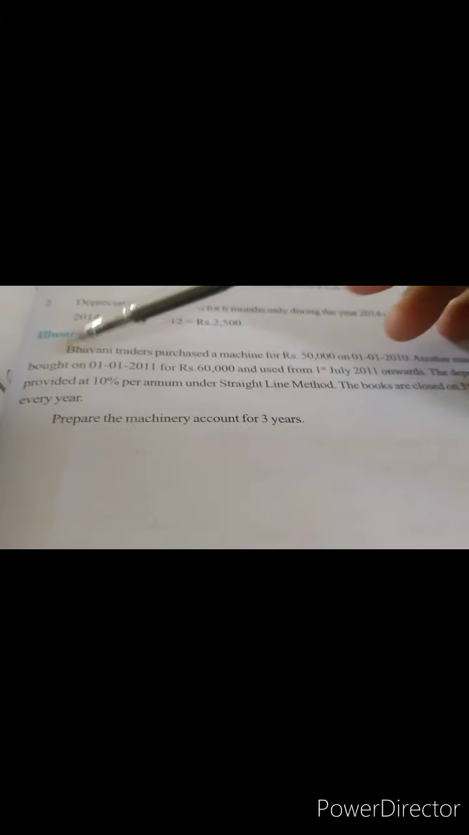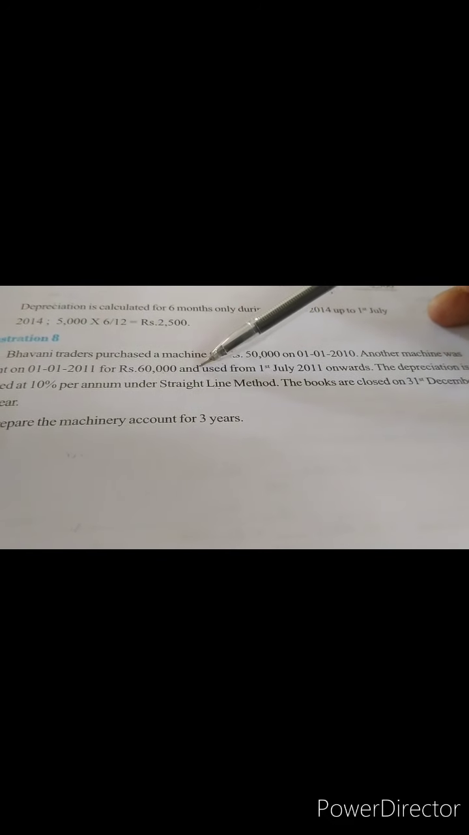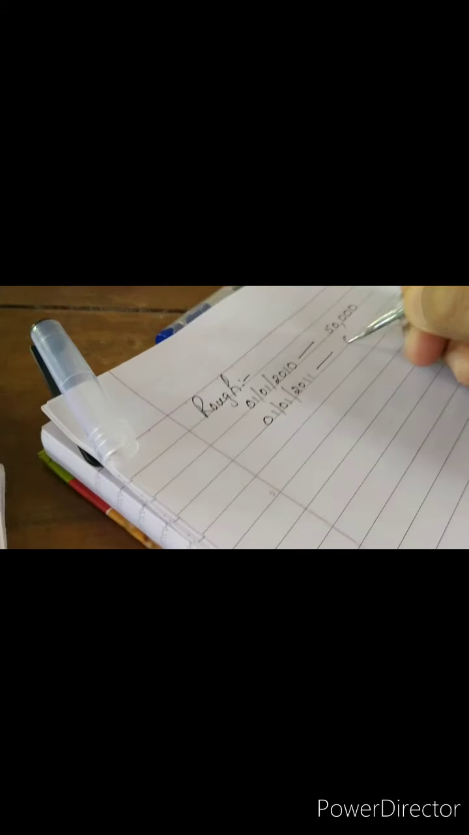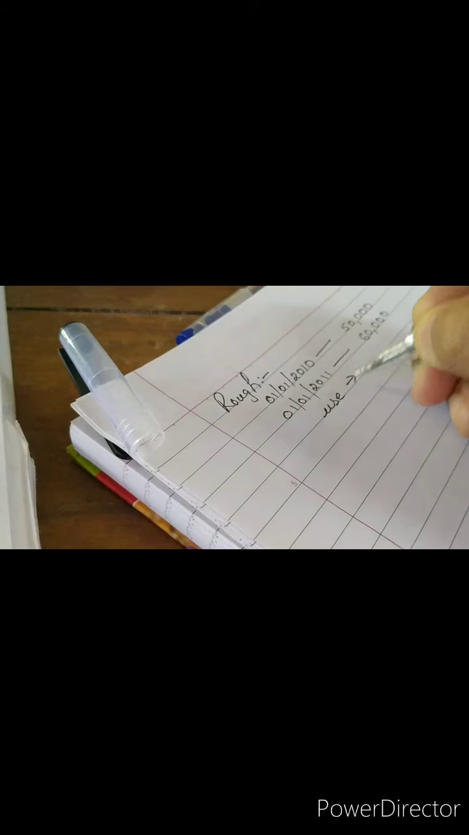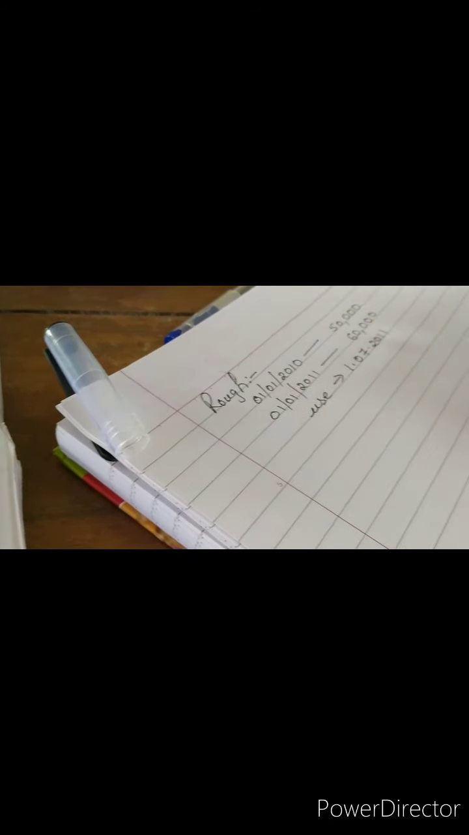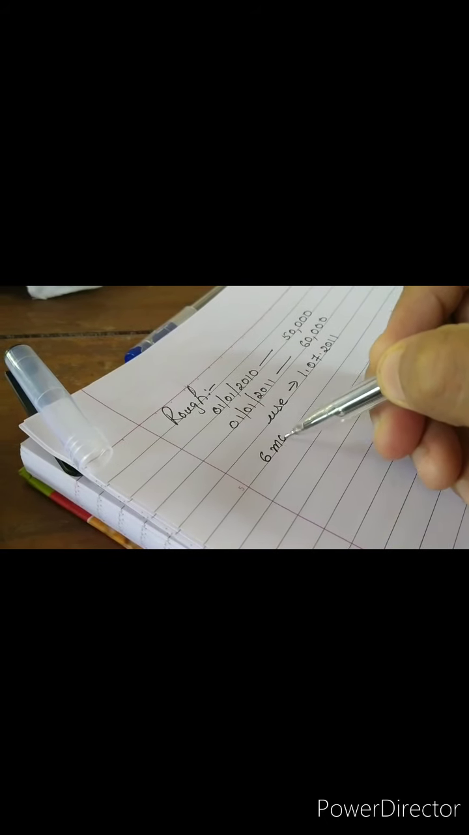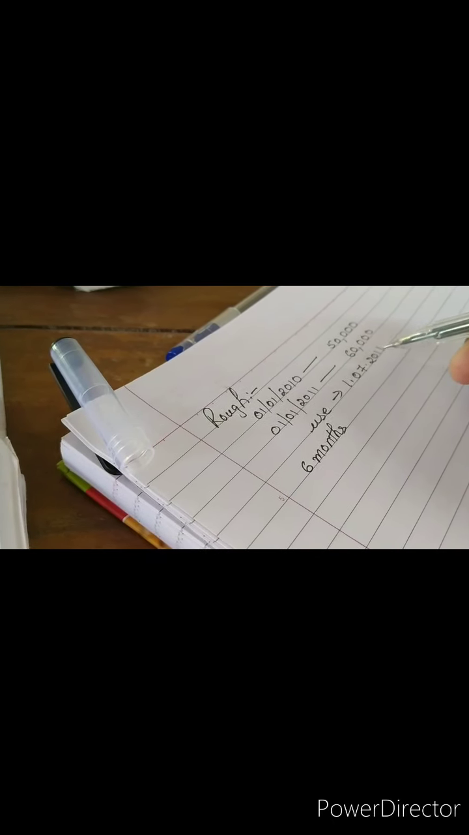Another machine was bought on 1st Jan 2011 for 60,000 and used from 1st July 2011 onwards. So the next year, on 1st January 2011, another machinery was purchased for 60,000, but it was put into use from when? From 1st July 2011. This means the second machine was not used for the first 6 months and was only used from 1st July onwards.